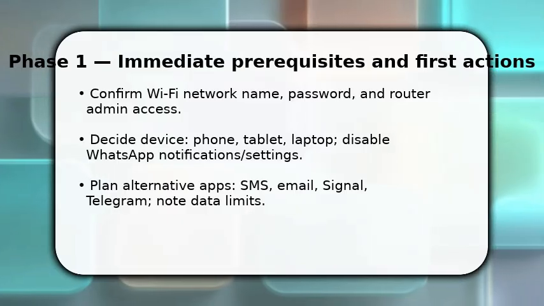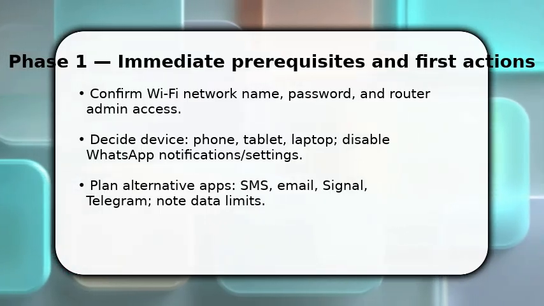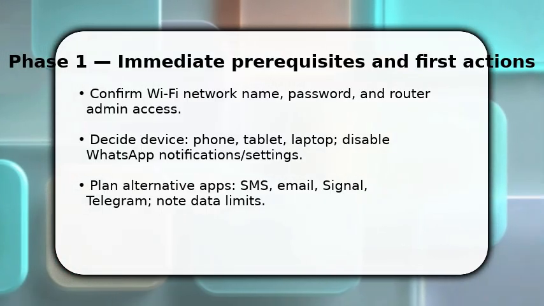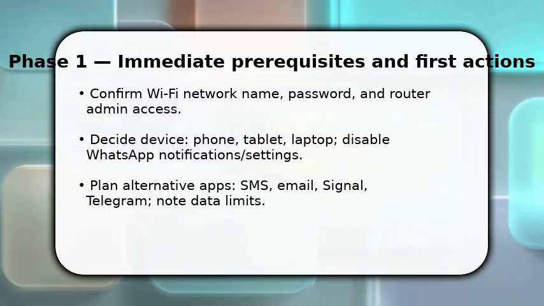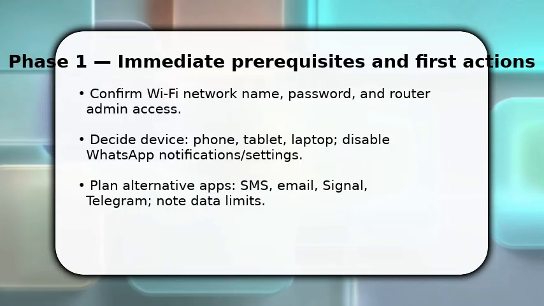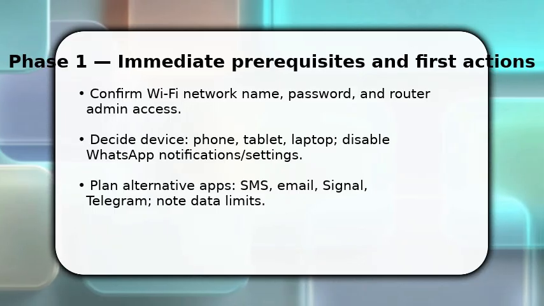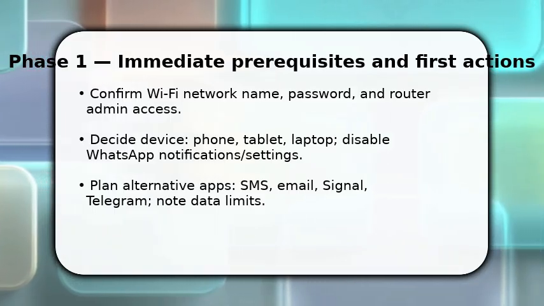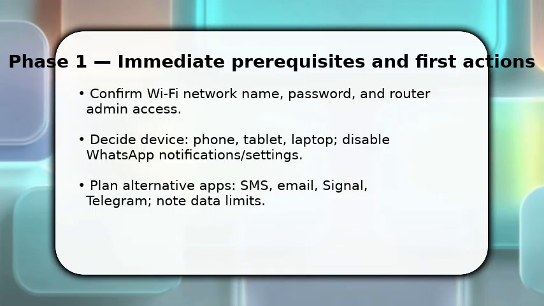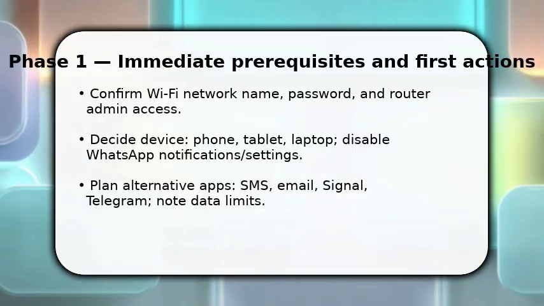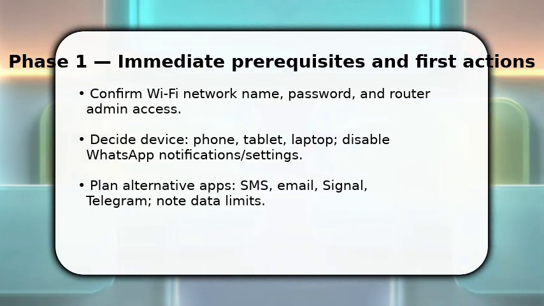You start by confirming you have admin access to the router and the Wi-Fi password. This matters because you may change settings. Once done, pick the device you'll use, phone, tablet, or laptop, and make sure WhatsApp is disabled or uninstalled to avoid background traffic. Next, choose alternative communication apps like Signal or email and check their data behavior. Make sure to note any mobile data caps versus Wi-Fi limits, because you want reliable messaging without WhatsApp interfering.